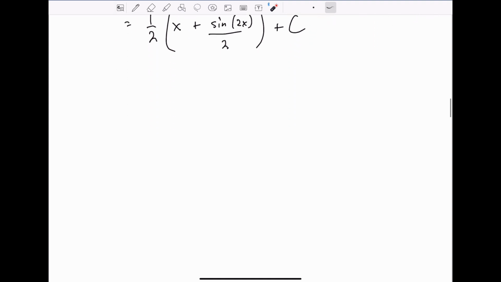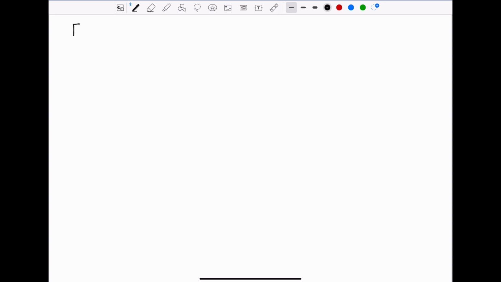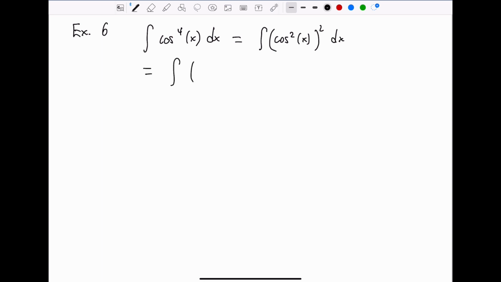Let's take a look at example 6. We have the integral of cosine to the fourth. Once again, there are no odd powers, so we have to use the half angle identities. I'm going to rewrite this as cosine squared squared, and now use the half angle identity for cosine squared. Just as we had in the previous problem, cosine squared can be written as 1/2 times 1 plus cosine of 2x. This is all in the parentheses where we're squaring.